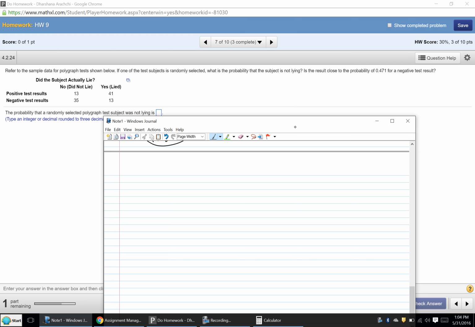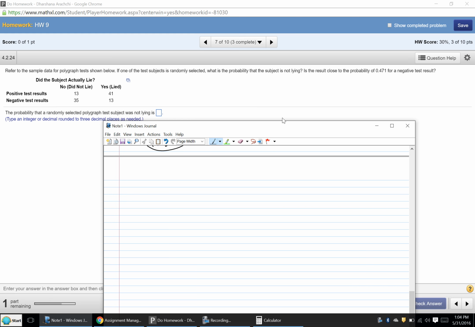Okay, now the positive results. I'm going to use that row as the positive row, and this is the negative row. Here, the subject did not lie during the experiment, and here the subject lied purposefully during the experiment.